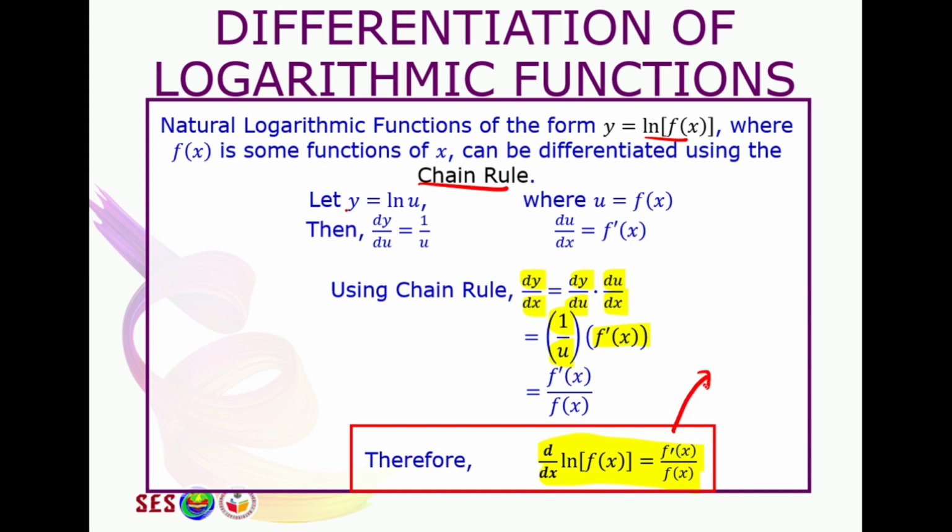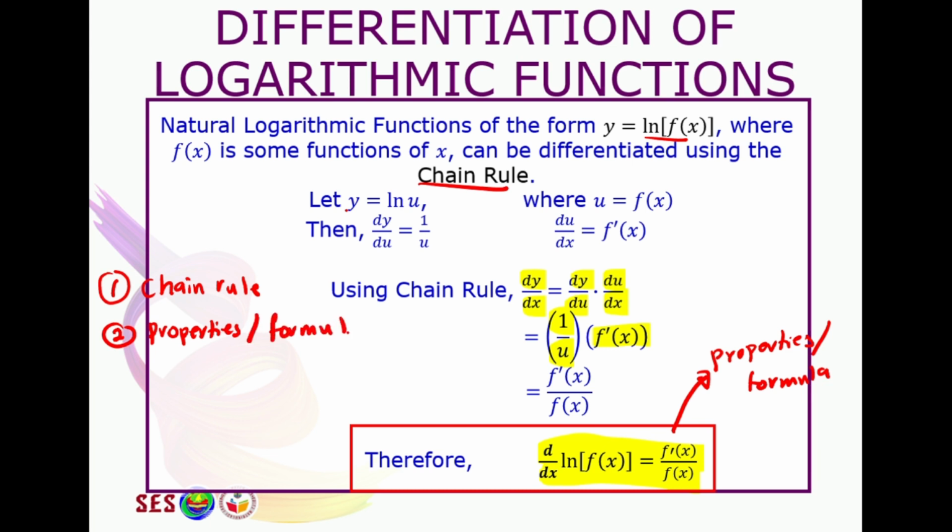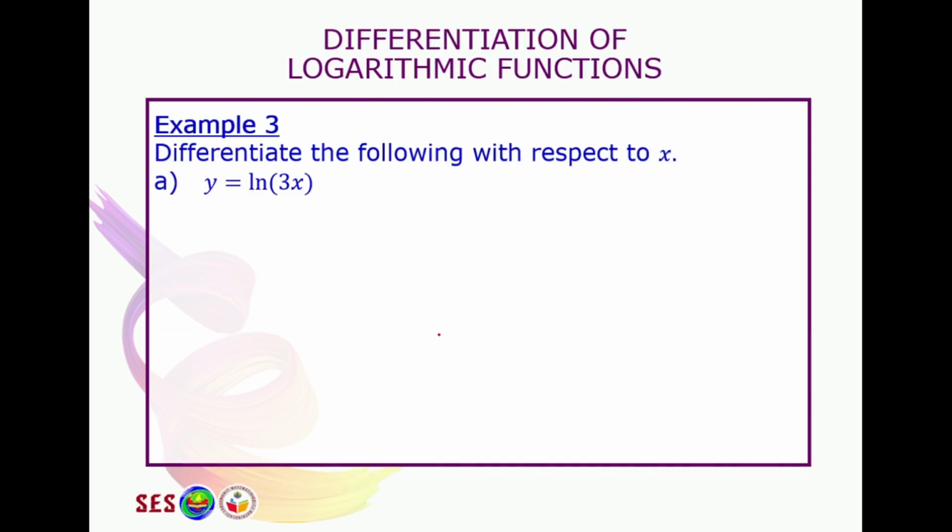This one, we call it a property or formula. So now we know that to differentiate y equal to ln f(x), we have two methods. The first one is by using the chain rule. The second one is by using the property, or we can call it a formula. Let's go with examples. Differentiate the following with respect to x.